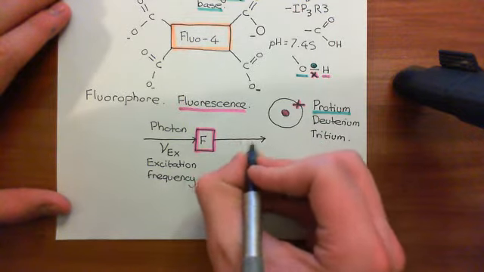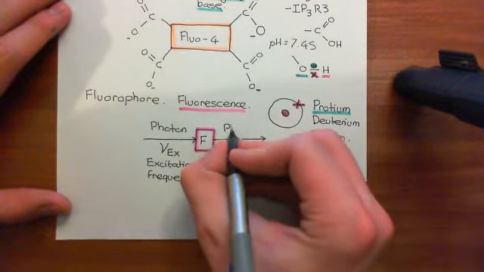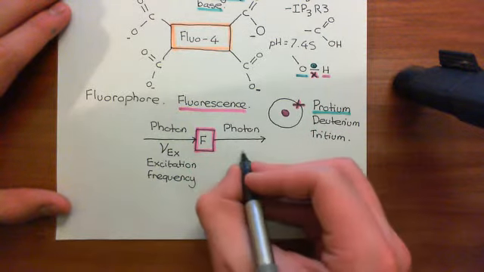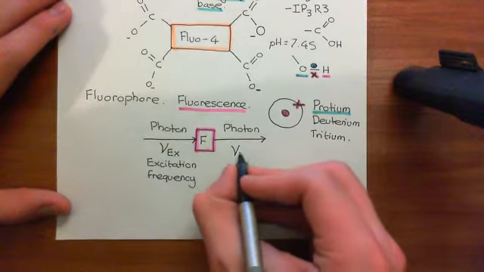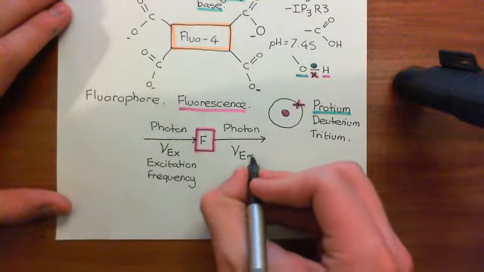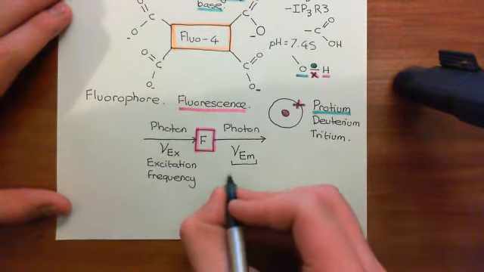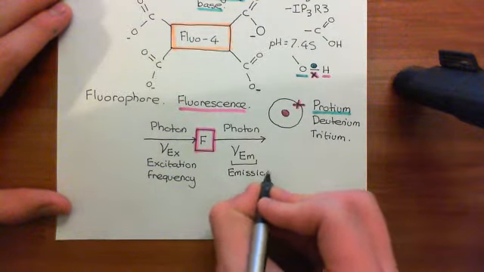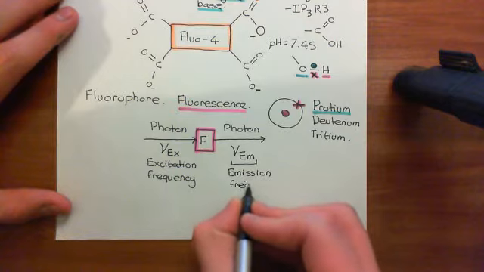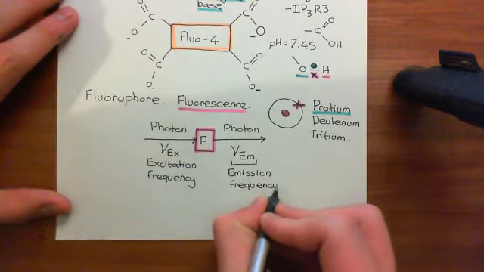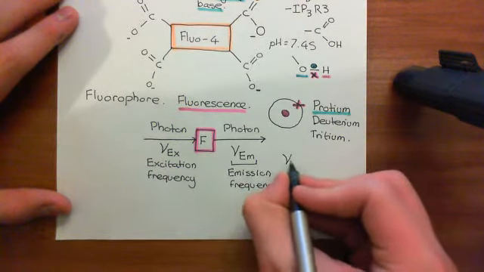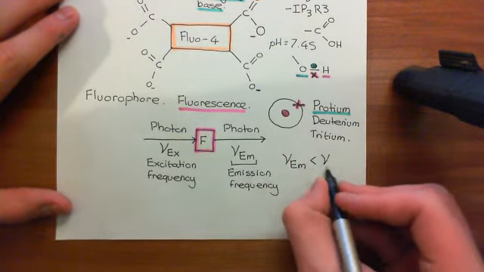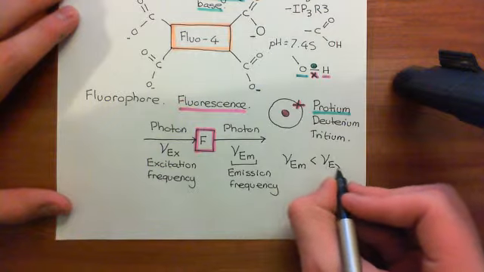But when it releases it, it will release it again as a photon, but the photon will now have a lower frequency. So I'll put nu here for frequency, and I'll call it Em for emission. So this means the emission frequency, and the emission frequency is always lower than the excitation frequency. So this number, nu Em, is absolutely always going to be smaller than nu Ex.